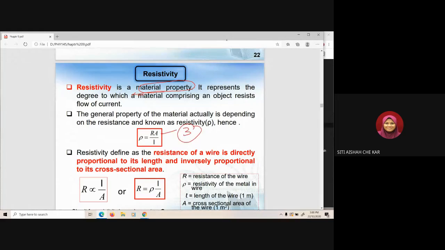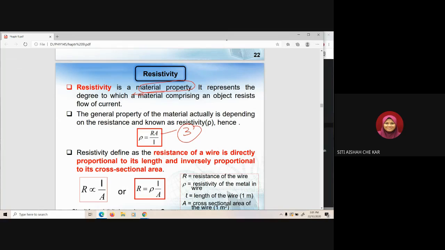So the resistivity equals R times A over L. I is the current, R is the resistance, A is the area. Okay, the resistance of a wire is directly proportional to length and inversely proportional to cross-section area.